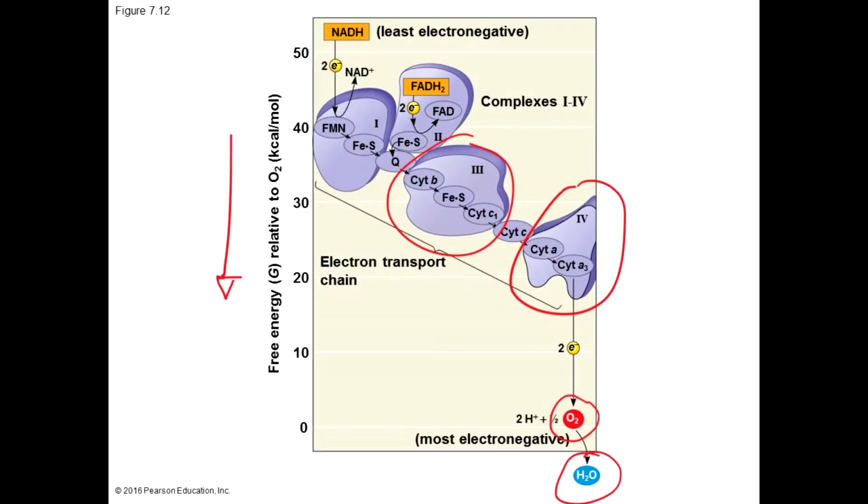This is figure 7.12, and it shows the electron transport chain. You can see groups of proteins bundled together into complexes. And the final step is for the electrons to get transferred to oxygen, which then produces water. And throughout this process, free energy drops.